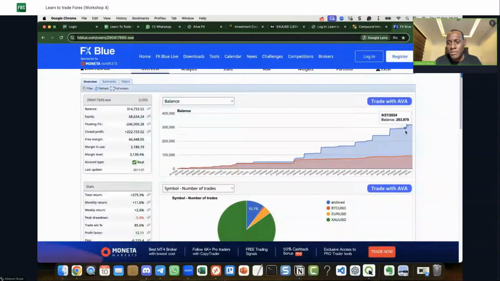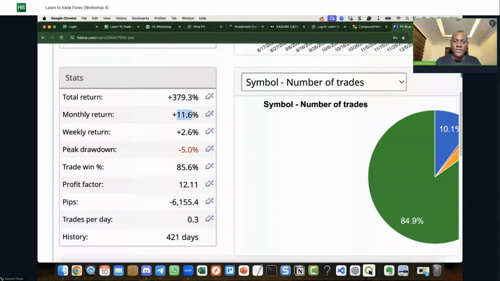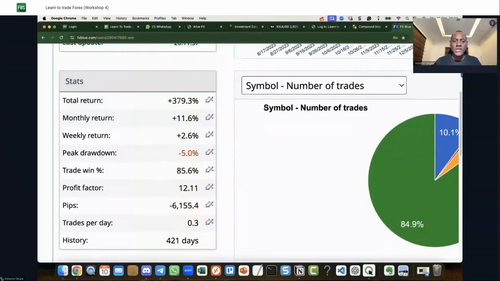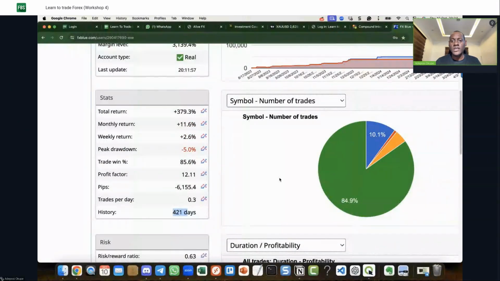And then I go again. Boom, I close out the sequence. Can you see that? These are my deposits. I will explain that later, but you can see this. Can you see the monthly return? 11.6. Can you see the total return? 379. Can you see the history? If I close another sequence now, this may jump back to 13%, but I'm just showing you.